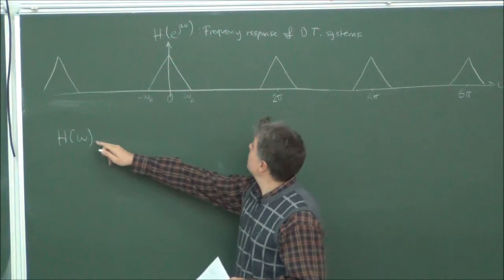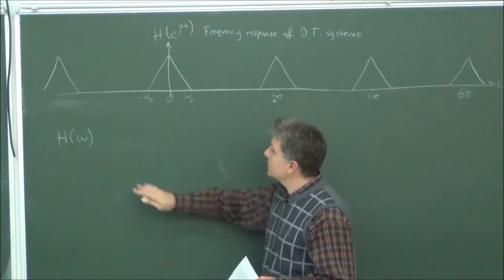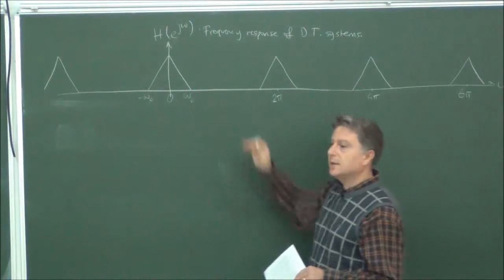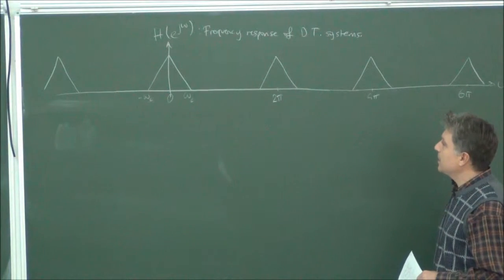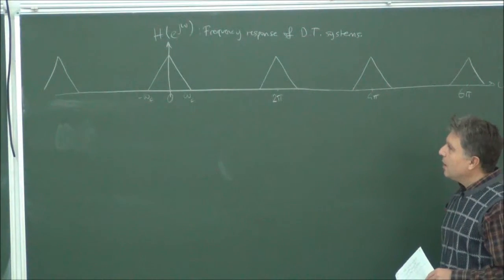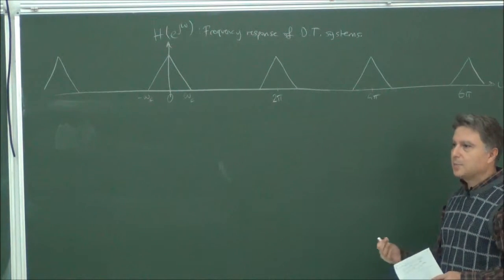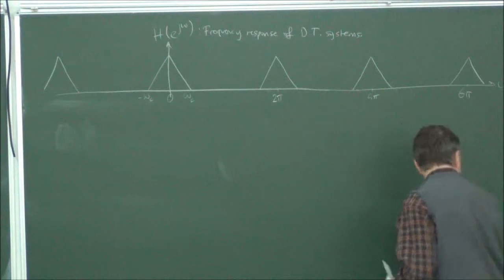This was the frequency response of continuous time systems. So there is a difference in notation, even in the frequency response case. So how are we going to find the outputs when things pass through such filters?